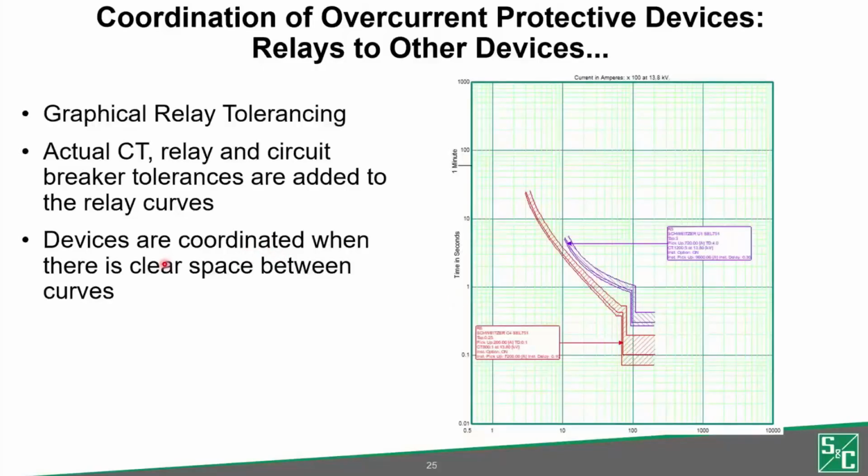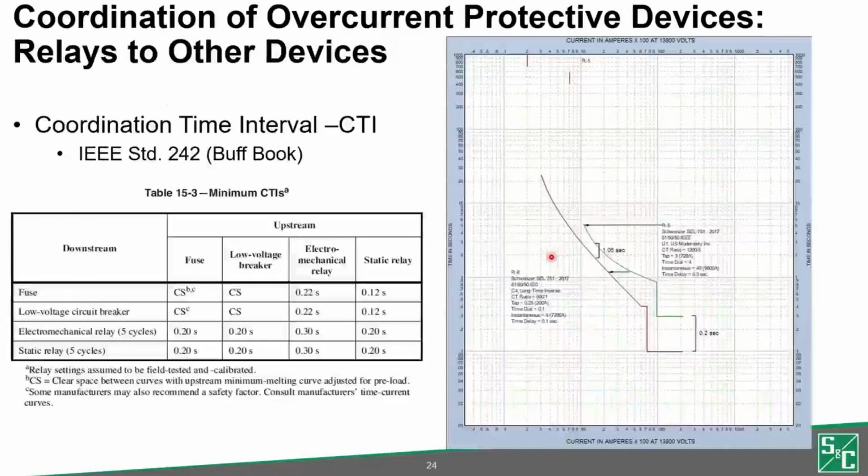So at S&C, when we do coordination studies, we like to use this method, just to make sure, but not all TCC plotting software can show curves like this. So if you're using a different software that can't show that, you can still use the coordination time interval to be able to coordinate your relays and other devices.